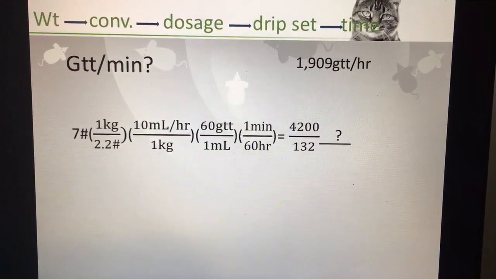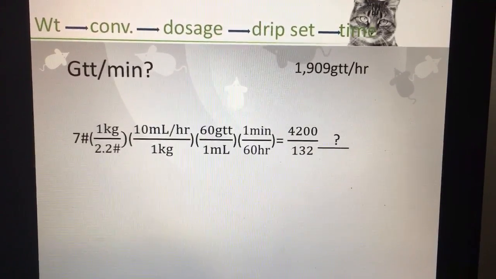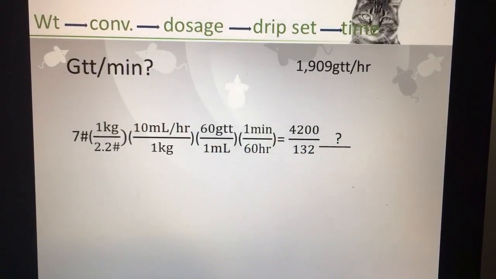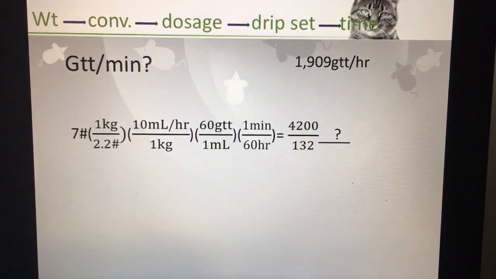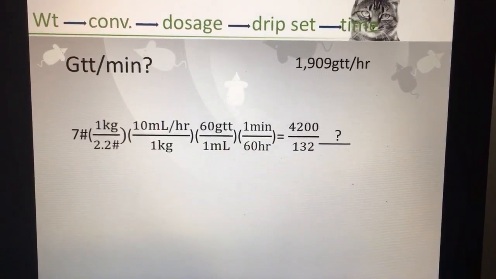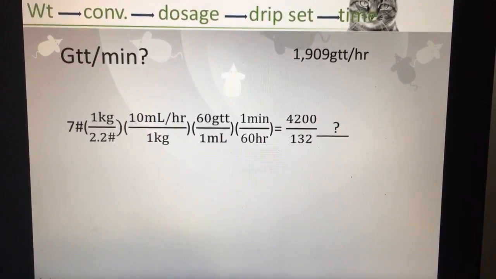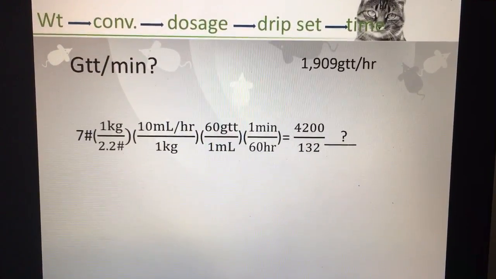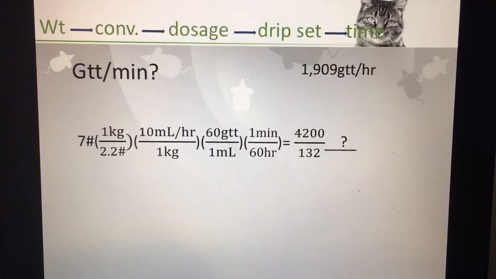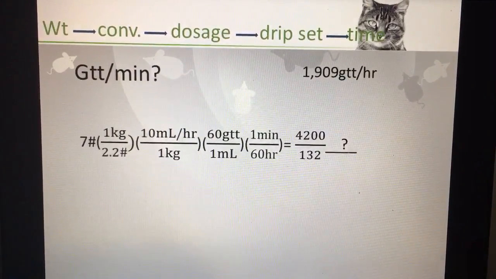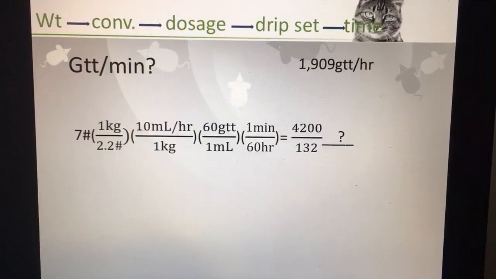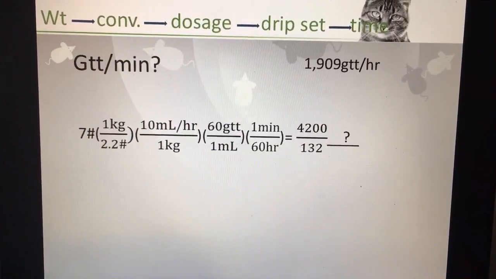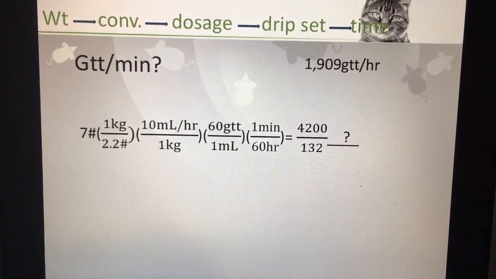Obviously you want to divide by 60 because there are 60 minutes in 1 hour. So you set it up as 1 minute over 60 hours, which is kind of confusing, but as long as you remember bottom divide, top multiply, it should be easier. So you multiply 7 times 1 times 10 times 60 times 1, and you get again 4,200. And if you multiply the bottom numbers, 2.2 times 1 times 1 times 60, it's 132.